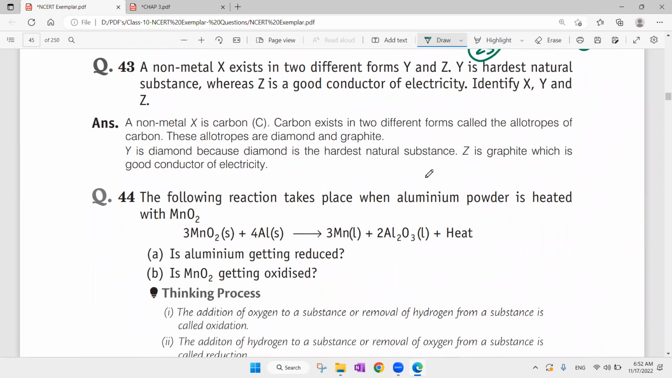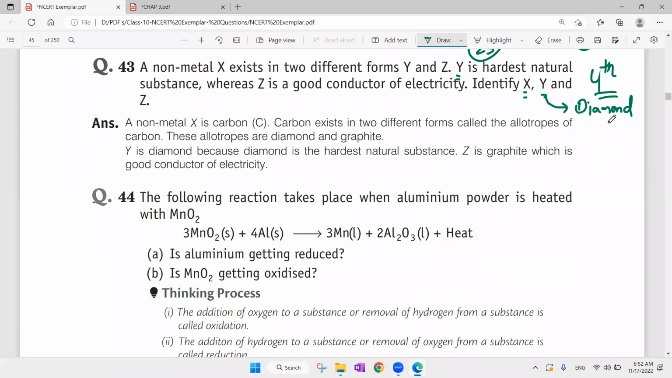43. A non-metal X exists in two different forms, Y and Z. Y is the hardest natural substance, where Z is a good conductor of electricity. Identify X and Y. If you complete the 4th chapter, carbon and its compounds, you can easily identify them. What would be the hardest natural substance, guys? A non-metal which is hard, we have studied in physical properties. Diamond. Yes, diamond.